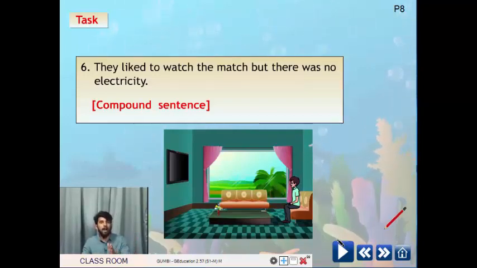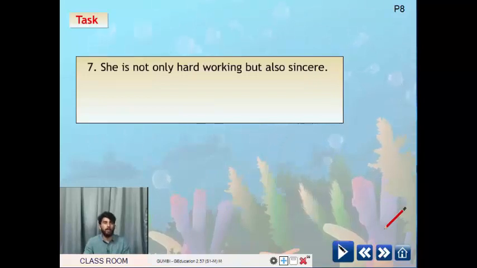They liked to watch the match, but there was no electricity. So this is a compound sentence. Now tell me how we can split this into simple sentences. They liked to watch the match. That is one simple sentence. There was no electricity. That is one more simple sentence. Which is the word that helped us to combine these two simple sentences? But. So that is a compound sentence. Now let us have one more example.